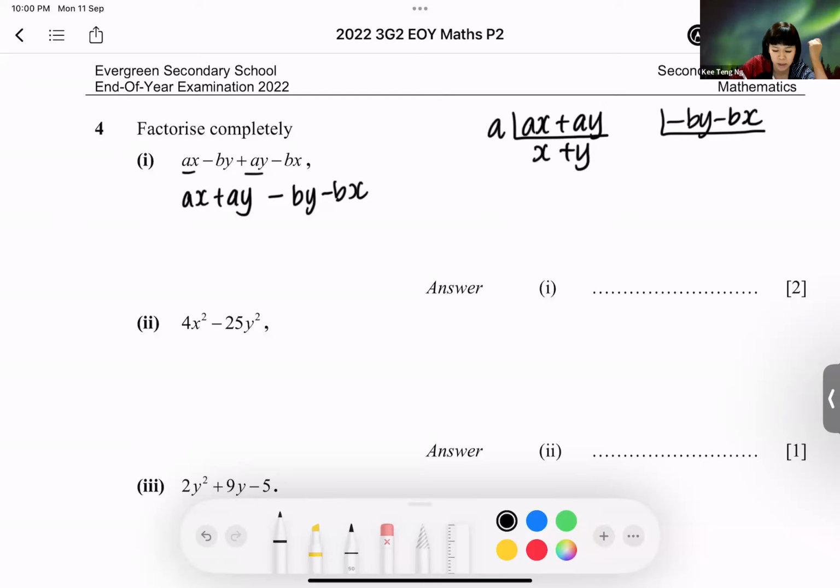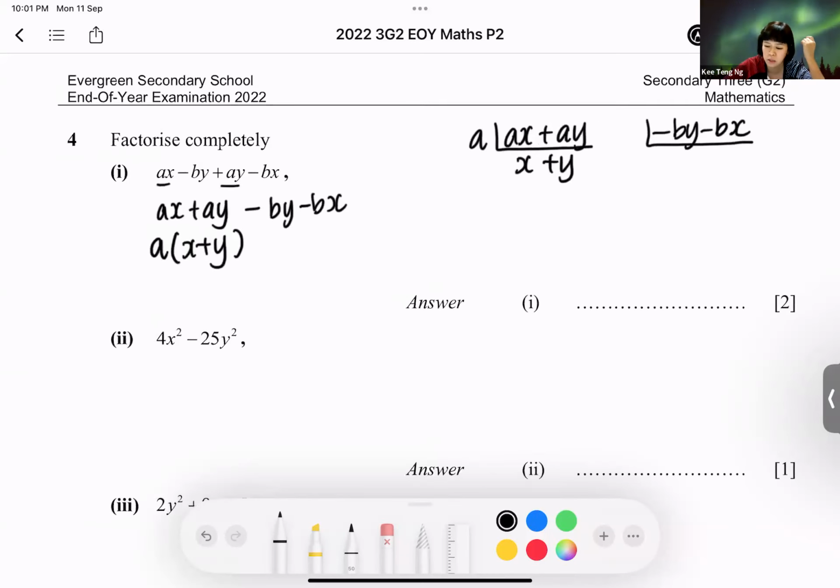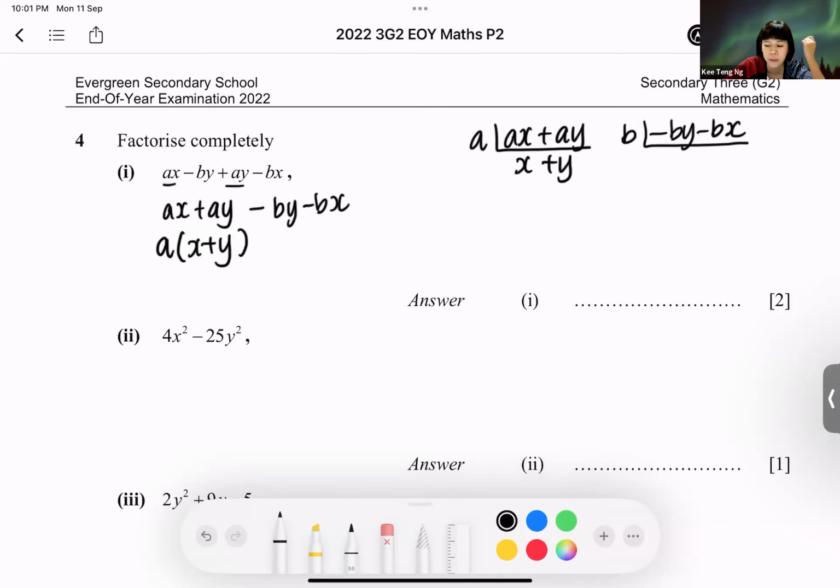So my first bracket, common factor A. What am I left with? X plus Y. Next thing, what's the common factor here? If I factorize out B, that will be minus Y, a positive B, that will be minus Y, and there will be a minus X. However, I notice that this is X plus Y. The sign over here and these two signs are not the same. So what can I do to make them the same sign?